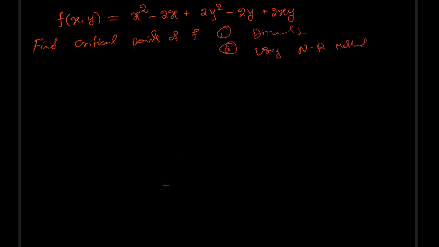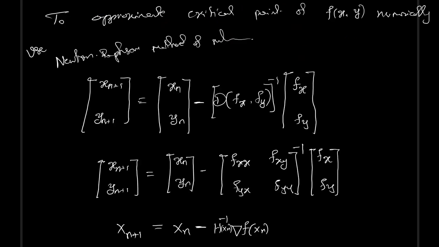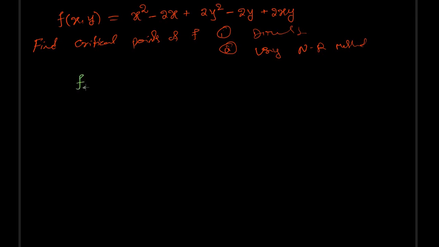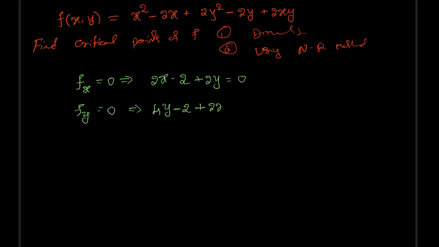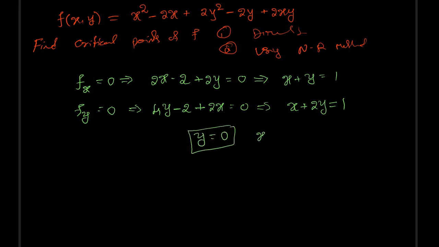So first let me find it directly. How do you do it? You take the partial derivatives and equate them to 0. The first one is 2x minus 2 plus 2y equals 0, and the second, fy equals 0, implies 4y minus 2 plus 2x equals 0. The first equation simplifies to x plus y equals 1, and the second is x plus 2y equals 1. By subtracting these two equations you find y equals 0, and then x must be equal to 1.